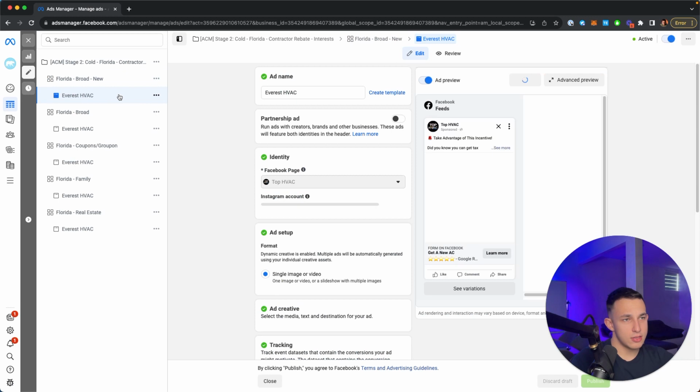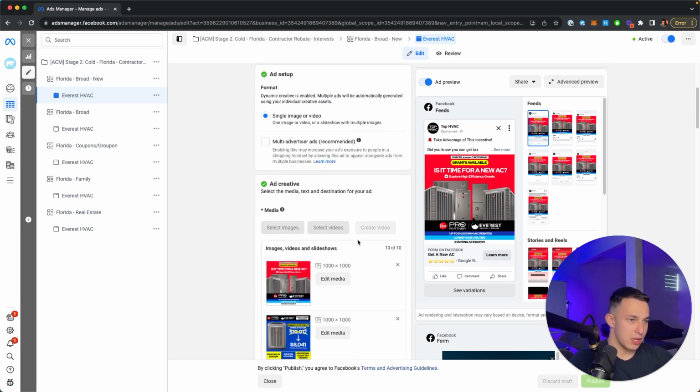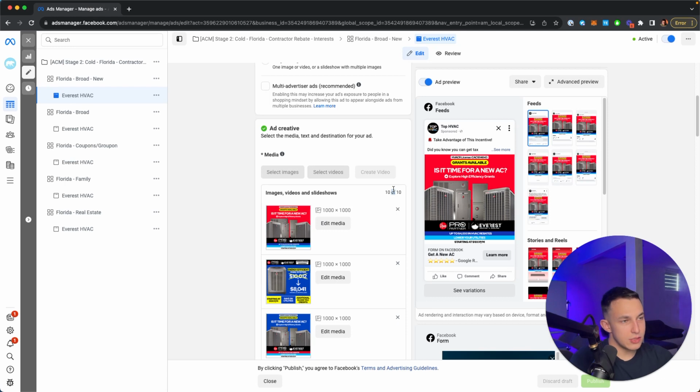If you actually go to the ad level, you're going to see my ad right here. You guys can copy it. You guys can plagiarize the shit out of my copy. I really could care less, but this is how it works. You're going to go here and you're going to upload your creatives.